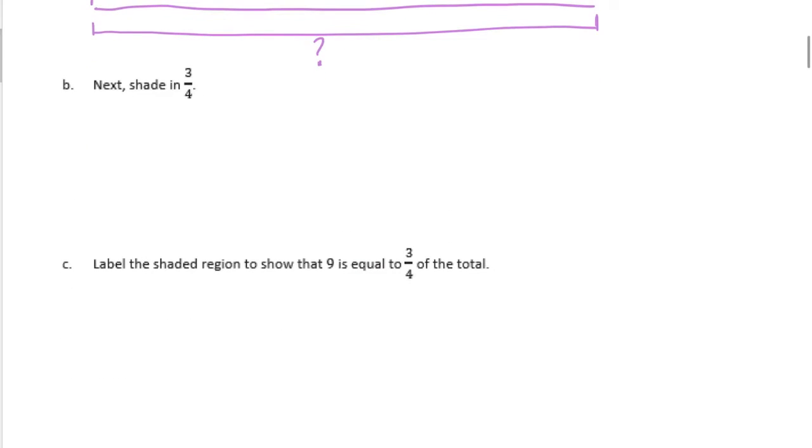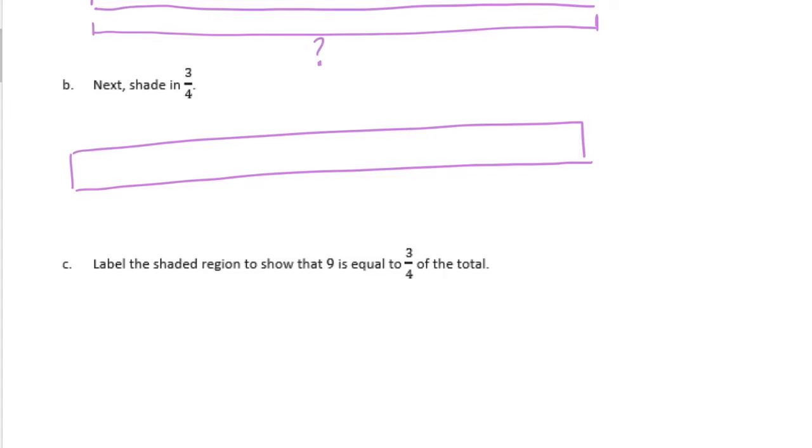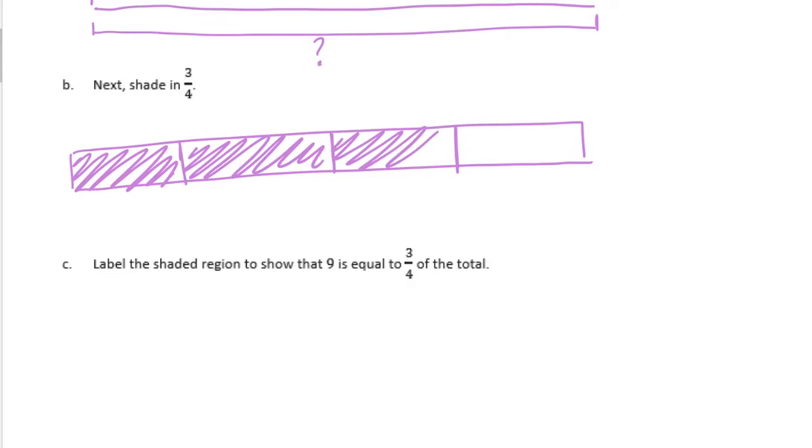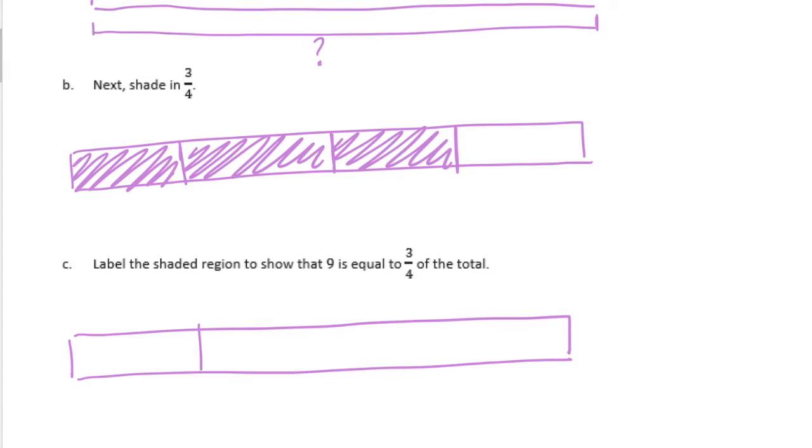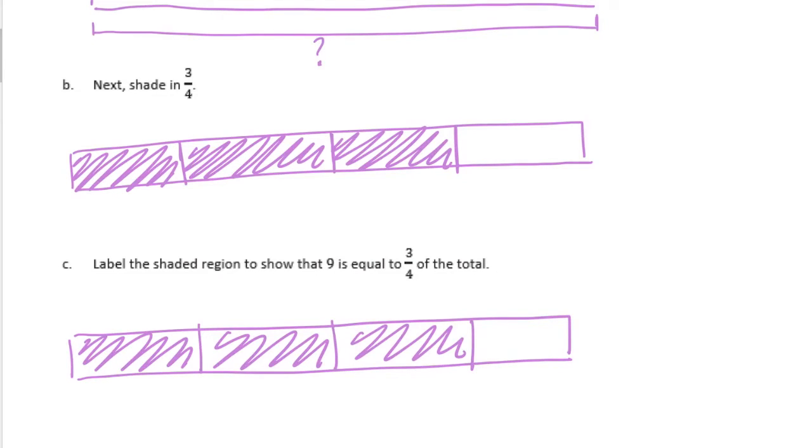Next, shade in 3/4. So now, I'm going to take it, split it into fourths, and shade in 3/4. C says, label the shaded region to show that 9 is equal to 3/4 of the total. So we have our 3/4, and now label the shaded region, so this part right here, to show that 9 is equal to 3/4, and analyze the model to determine the quotient.